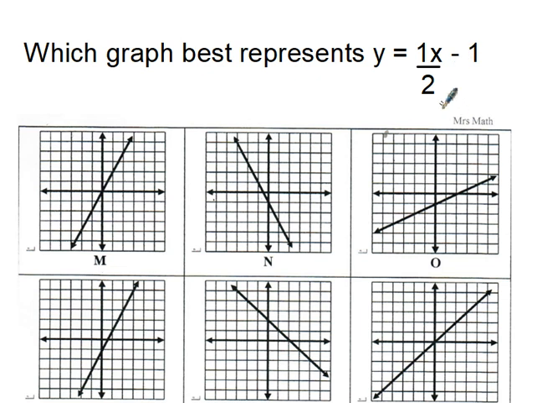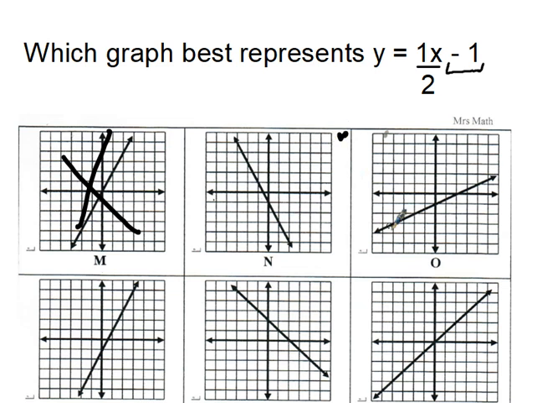Well, from what we know about linear equations and how to graph them, the first thing we do is see which of these graphs has a y-intercept at negative 1, or which one of these graphs crosses the y-axis at negative 1. Well, this one is crossing the y-axis right here at 0. So we can get rid of this one. This graph is crossing the y-axis at negative 1. So this one here is a possibility right now.